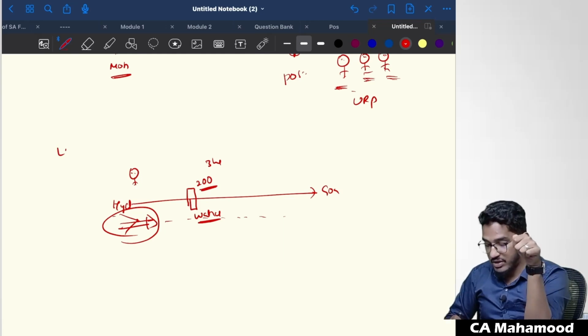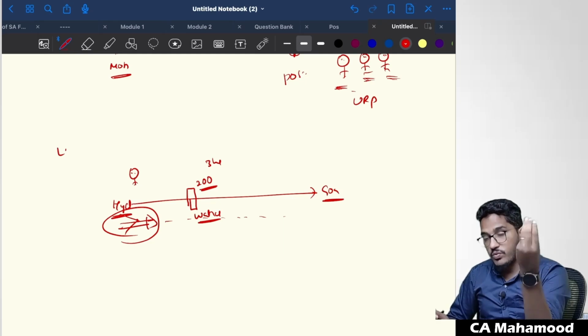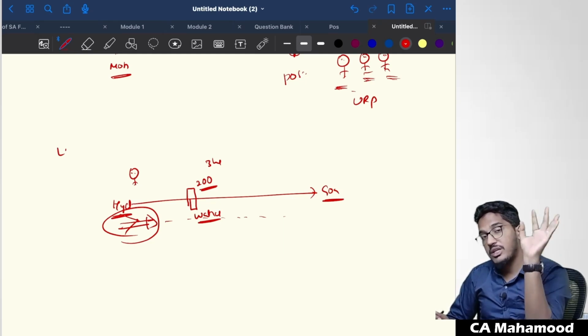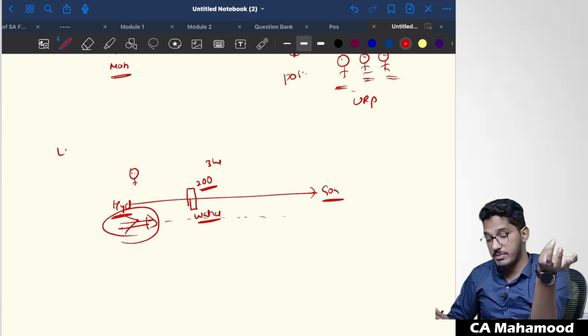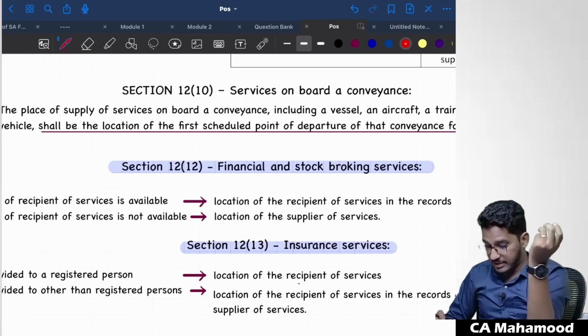Sir, for example, you are traveling from Hyderabad to Goa. In between you wanted to watch a movie. The airline company collected some money from you and gave you permission to watch the movie. They have provided services on board a conveyance. What will be the place of supply? Will it be Hyderabad? Will it be Goa? What will be the place of supply? That is covered under 12 subsection 10.